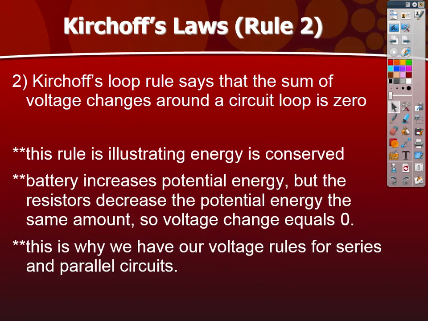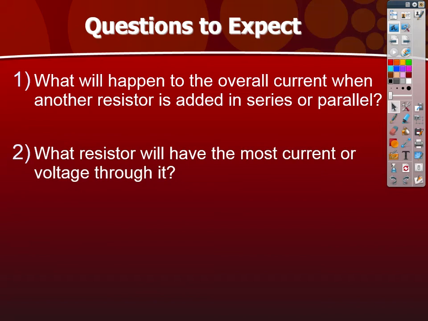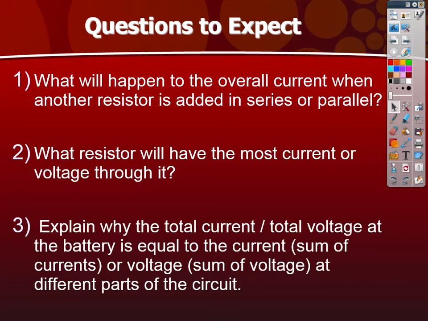You will get questions on what will happen to the overall current when another resistor is added. You might have to justify it using Kirchhoff's laws. Which resistor will receive the most current or voltage through it? That goes back to the idea of increased resistance, decreased current. And explain why the total current and total voltage of the battery is equal to the current or voltage at different parts of the circuit. That's where you're breaking down the whole circuit diagram and working out how much current is going here, how much is going there, and so on. So that's basically it. Thank you.